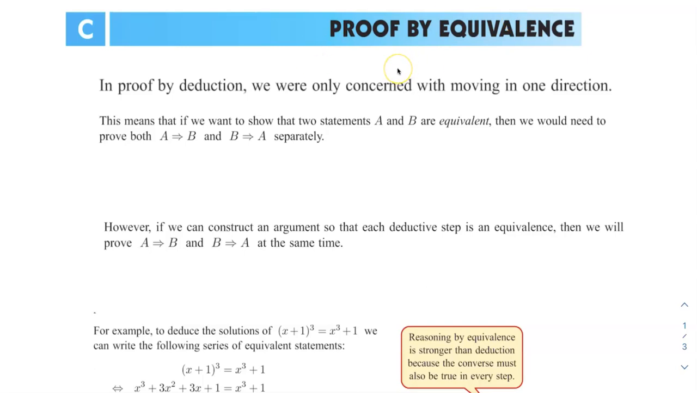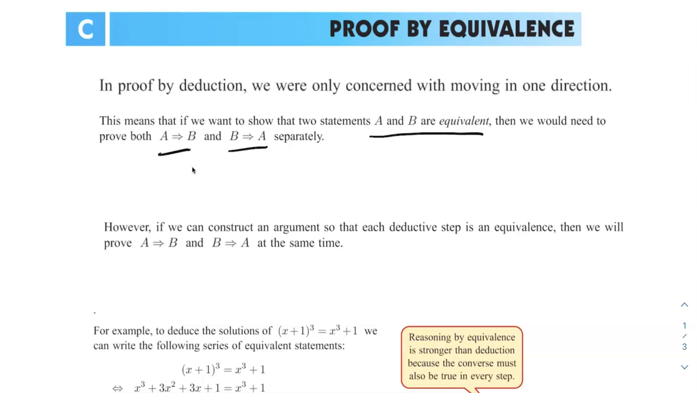Proof by equivalence. The last lesson was a proof by deduction, and we went left to right specifically. If we had A implies B, we start with A and try to imply B. But what if we want to show that A and B are equivalent? Then we have to do both ways. We have to go A implies B, and we have to do B implies A. So do proof by deduction both ways.